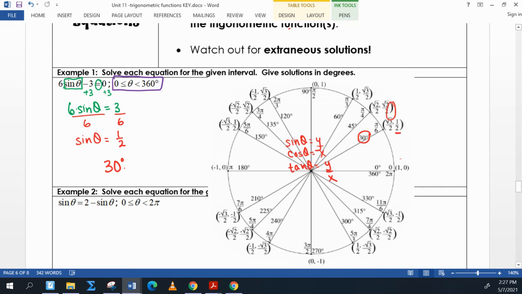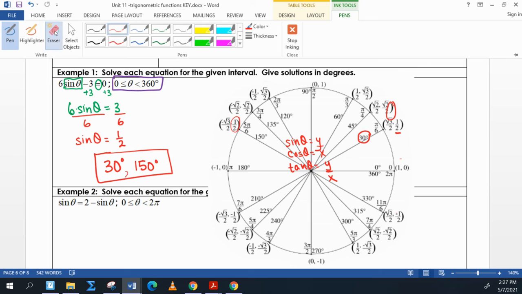Don't stop there. Remember though, you can have multiple answers. So we're going to see if there's any other 1/2s around my unit circle here. Y values. There is another positive 1/2. So we're going to say it's also at 150 degrees. Keep looking. There's a negative 1/2 that doesn't count. Here's another negative 1/2 that doesn't count. So those are my only 2 answers, and we're going to circle that as our answer right there.